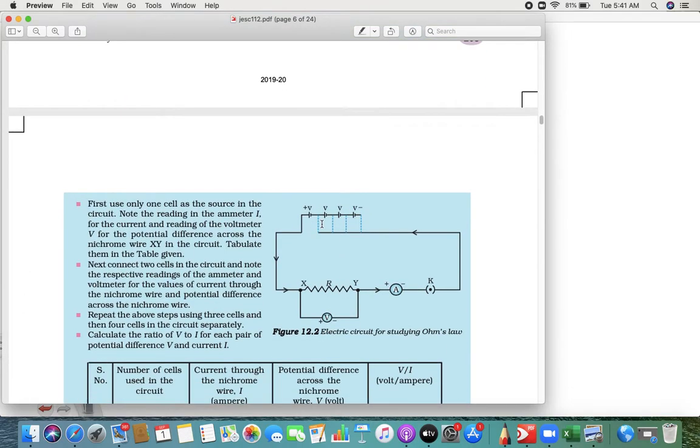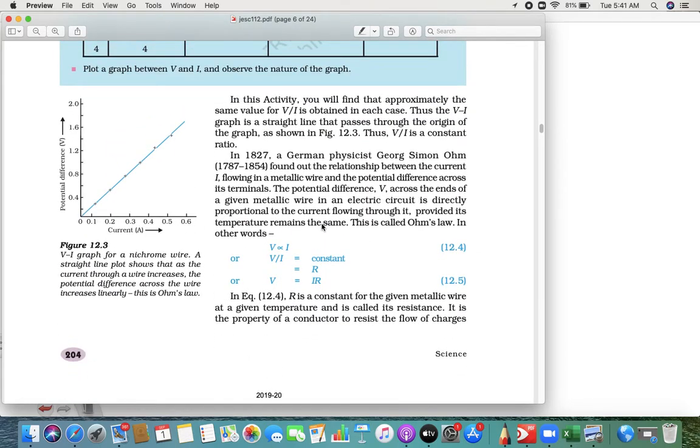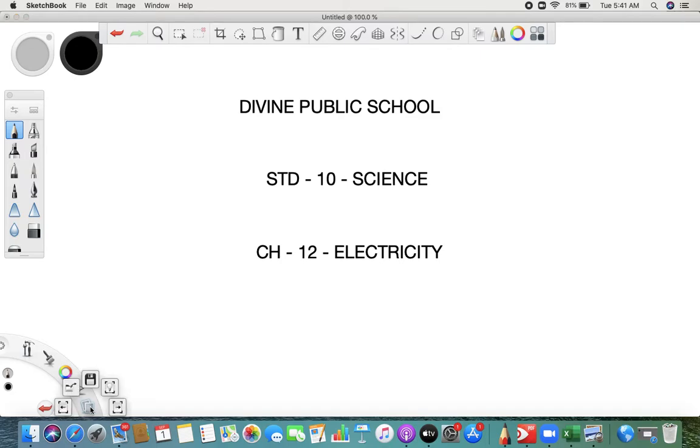Now Ohm's law is a very important law, right? Ohm's law gives you the relation. I'll explain the experiment a little later, but what is actually Ohm's law? It is named after the scientist, the physicist George Simon Ohm. He found the relation between the current and the potential difference, that V is directly proportional to current.